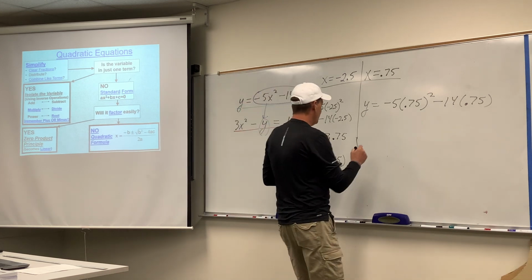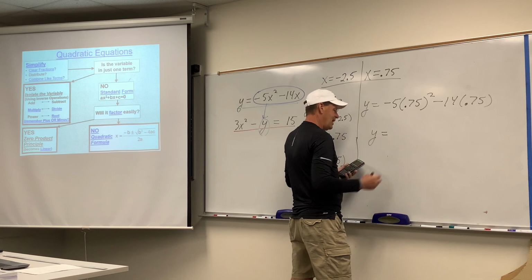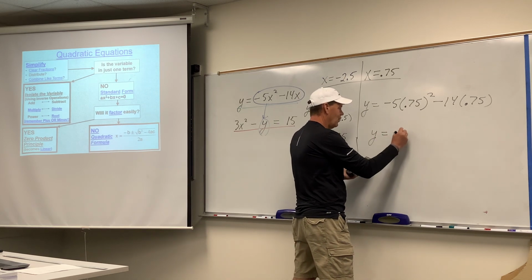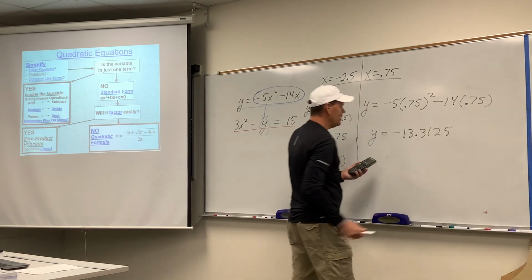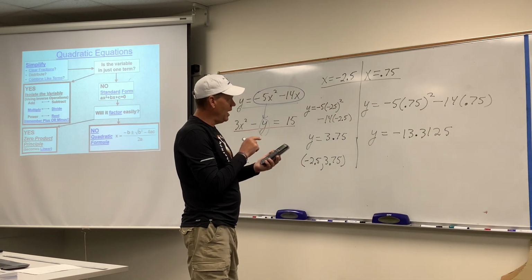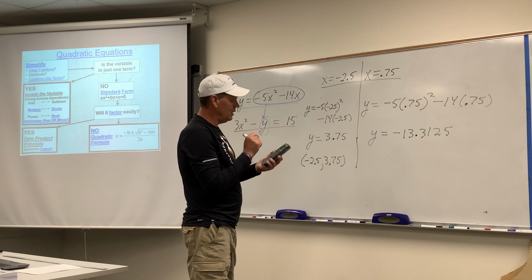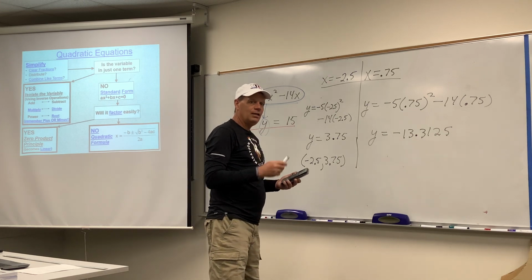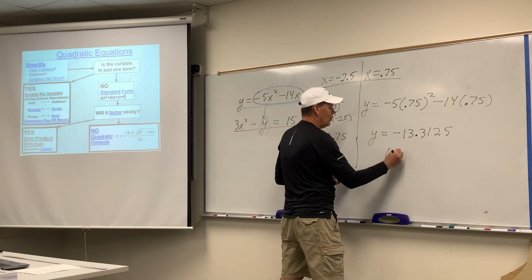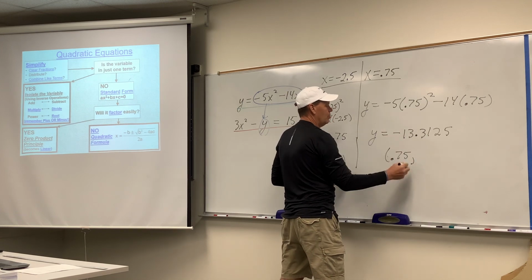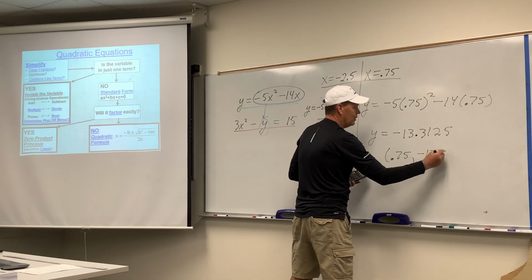I believe if I did this correctly, I'm going to write this down and I'm going to look at my calculator again, so I reserve the right to change it if I want. Let's see, negative 5 times 0.75 squared minus 14 times 0.75, negative 13, you see it on the board. So, that would be 0.75 paired with negative 13.3125.